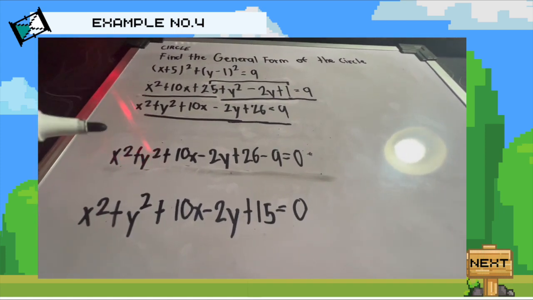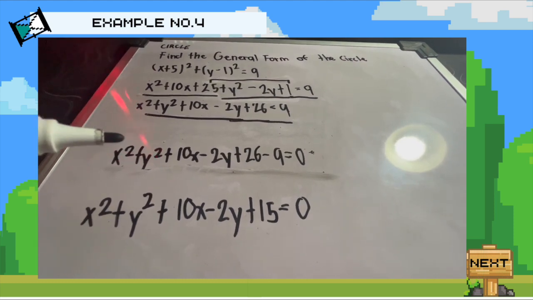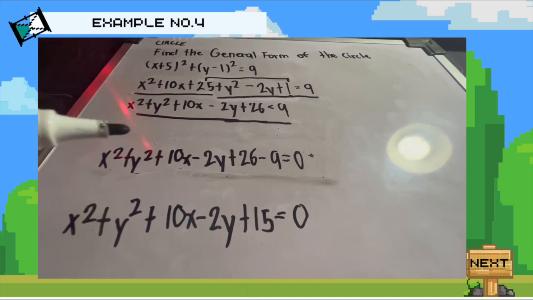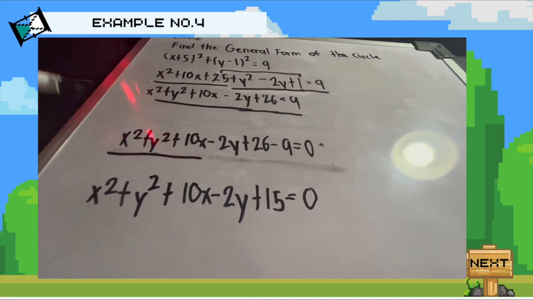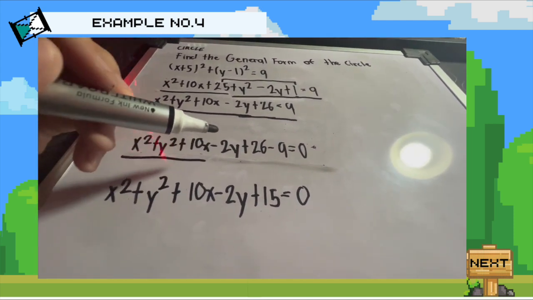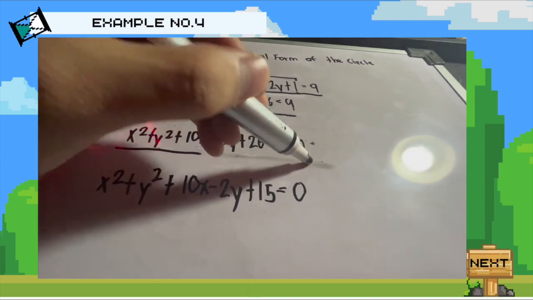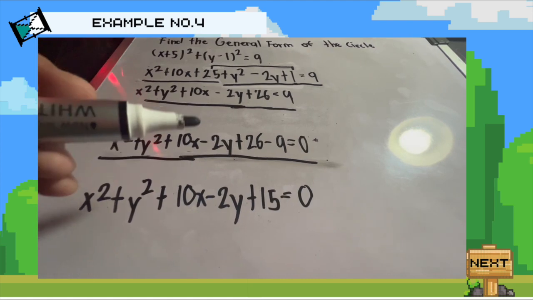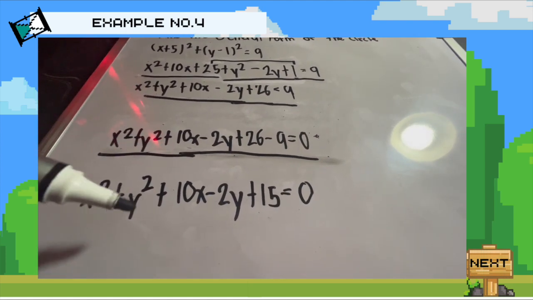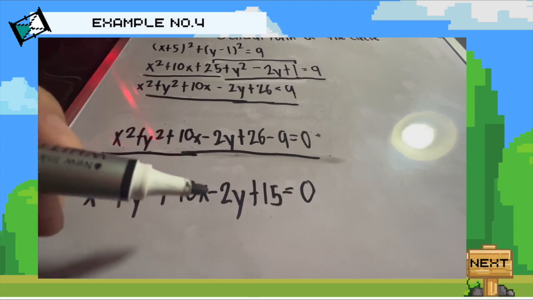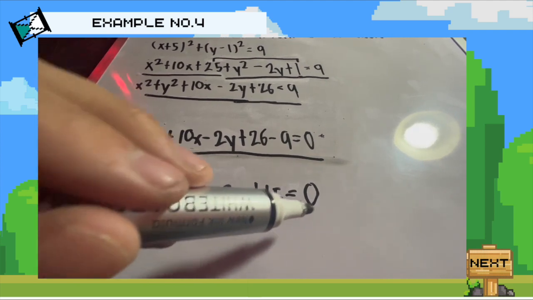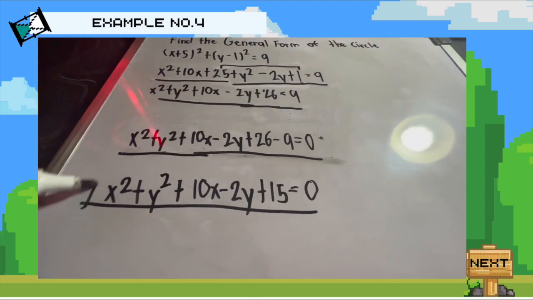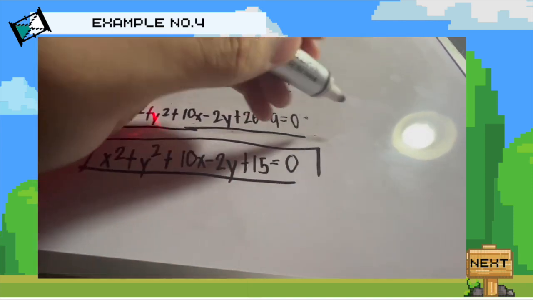Again, our general form is equated to 0, so x squared plus y squared minus 10x minus 2y plus 26 minus 9 is equals to 0. Then let us combine 26 minus 9. So x squared plus y squared plus 10x minus 2y, then that is 15 plus 15. Then it is equal to 0. Then that is our general form.